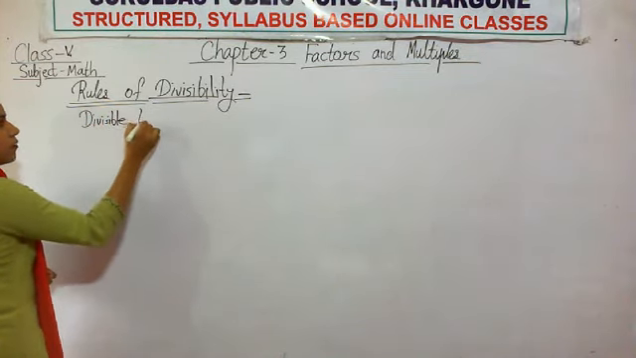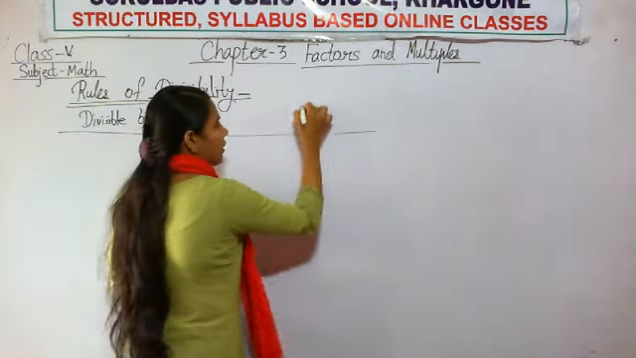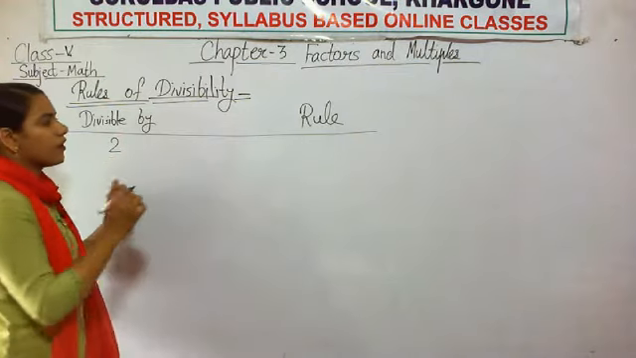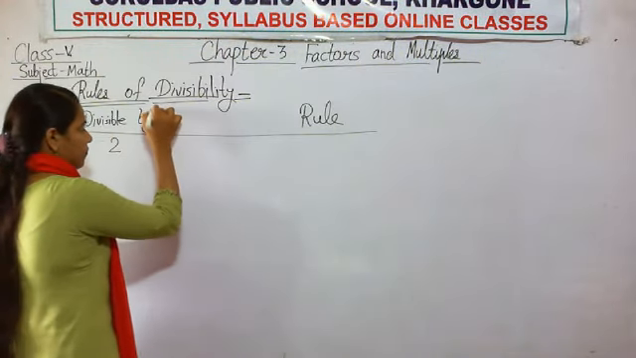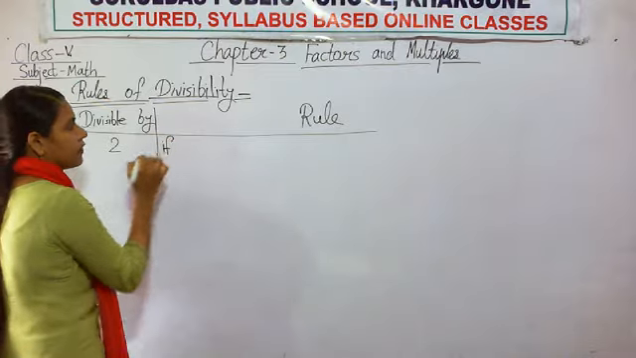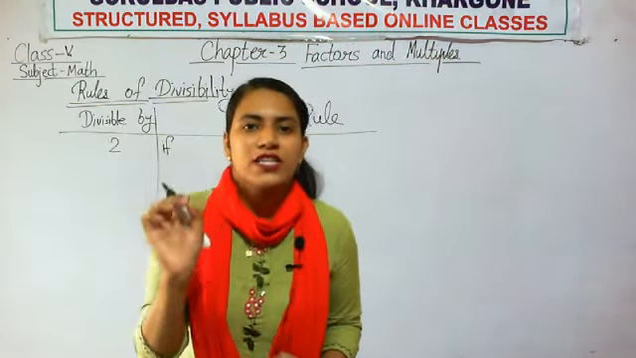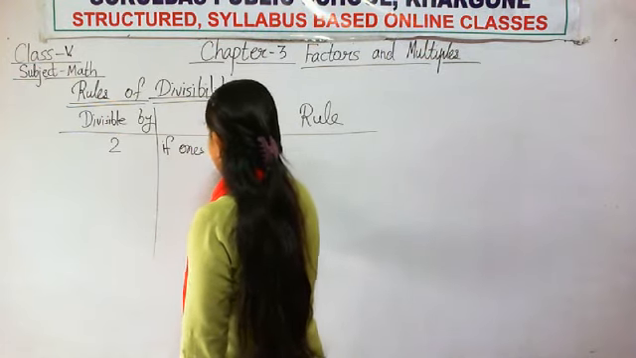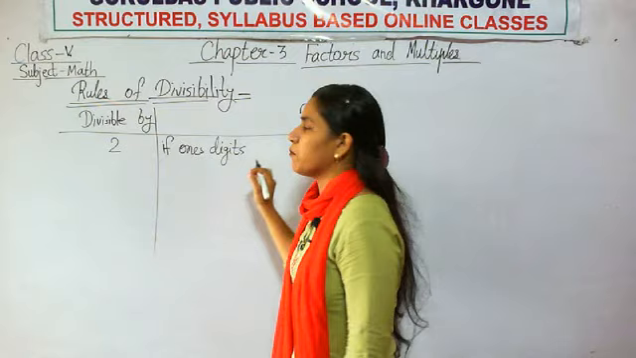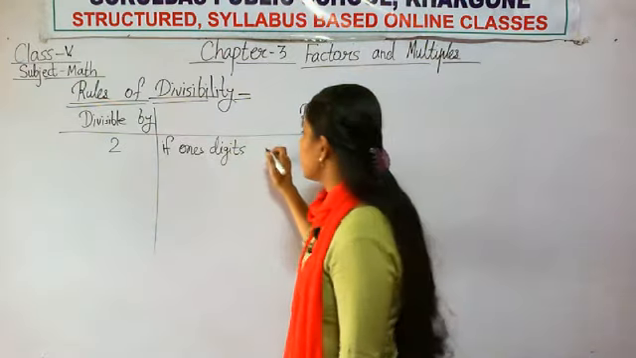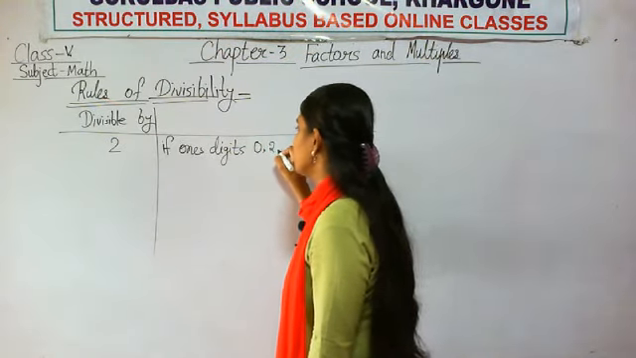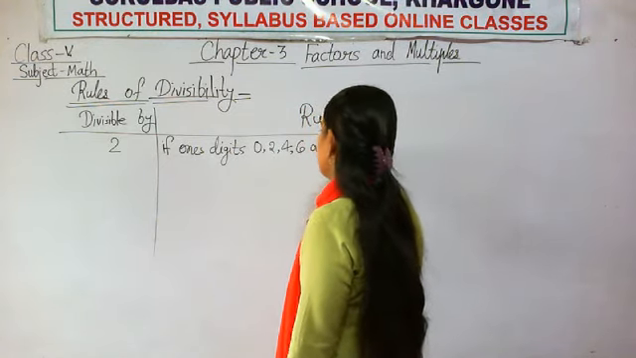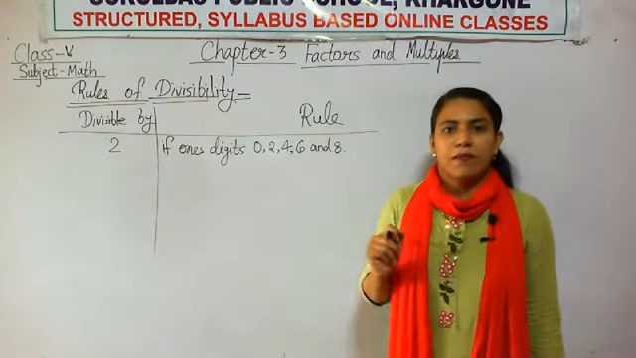Divisible by 2, here I will write the rule. If the last digit, the ones place or ones digit of the given number is 0 or 2 or 4 or 6 or 8, then the number is divisible by 2.